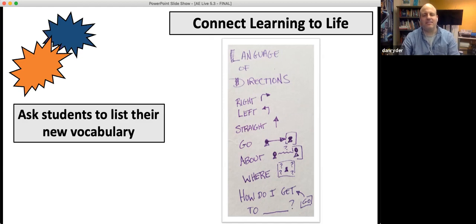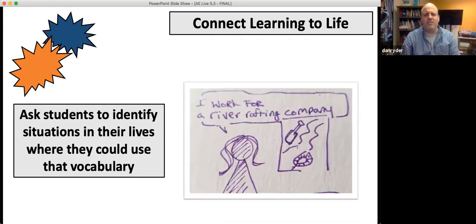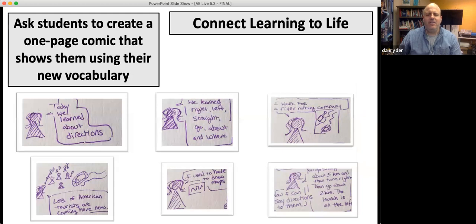On the next slide, you're going to see I had to do a little imagining here. I imagined that a student would be thinking, where do I work? I might use my language of directions in my job. In this case, I thought of a student who works for a river rafting company. And then on the next slide, you're going to see all the panels. I asked them to create a one-page comic that shows them using their new vocabulary.